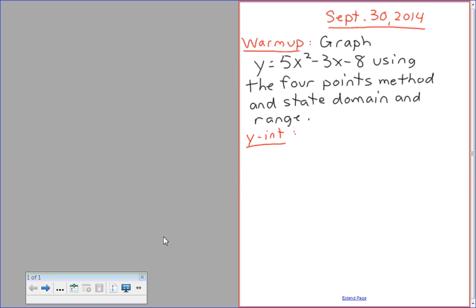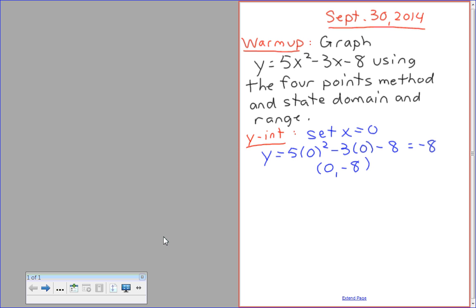All right, Thomas, how do you find the y-intercept, please? Okay, so it's going to be y equals 5 times 0 squared minus 3 times 0 minus 8. After all that, what does that equal, please? Yeah, this is going to be negative 8, so my point's going to be (0, -8). I always start with that one first because that's generally the easiest. It's very, very difficult to mess that up. So remember, the y-intercept's going to be one of our key points.